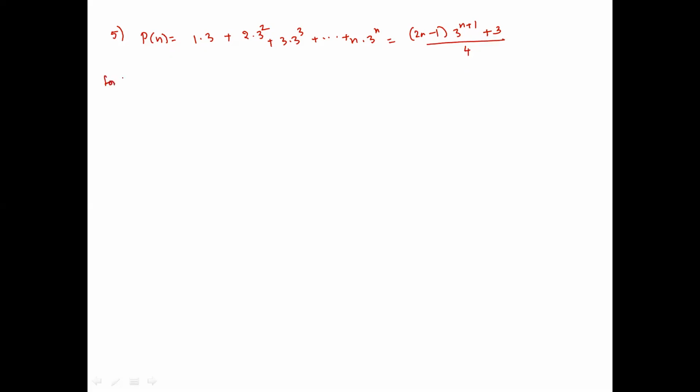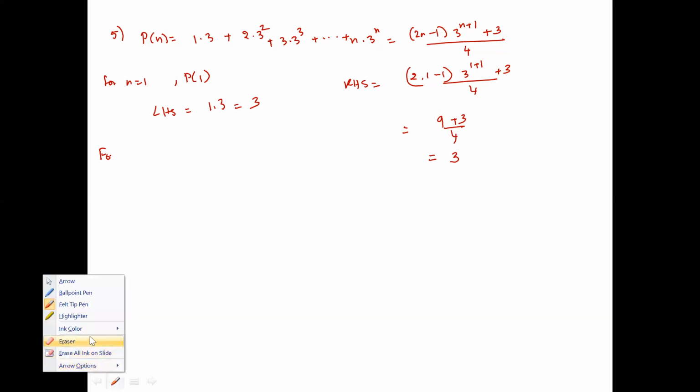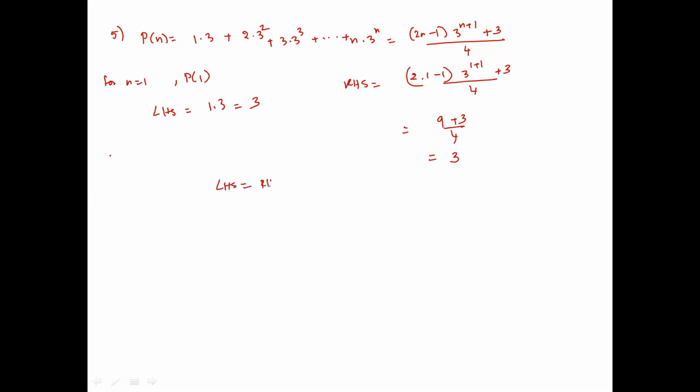Now, first for n equal to 1, we will take P of 1. We will take left-hand side the first term, 1 into 3, that is 3. Now for RHS, n as 1, 2 into 1 minus 1, 3 power 1 plus 1, plus 3 by 4. So 2 minus 1 will be 1, 3 square, 9. 1 into 9, 9 plus 3 by 4, 12 by 4, that is 3. So what can you see here? Both left side and right side, you got the same answer, 3. That means left side is equal to right hand side. That means I can say P of n is true for all n belonging to the set of natural numbers.